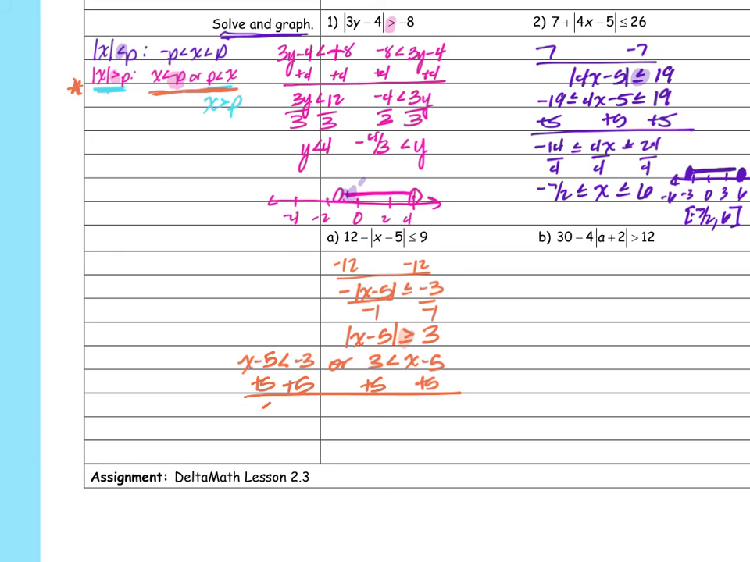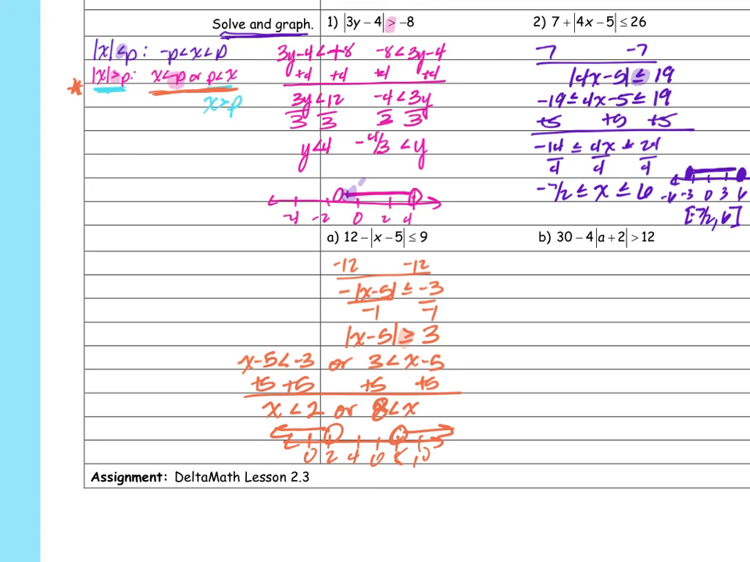And x is less than 2, or 8 is less than x. So if I was to graph that, I'd have 0, 2, 4, 6, 8, 10. Open on 8, open on 2. X is less than 2, and X is greater than 8.